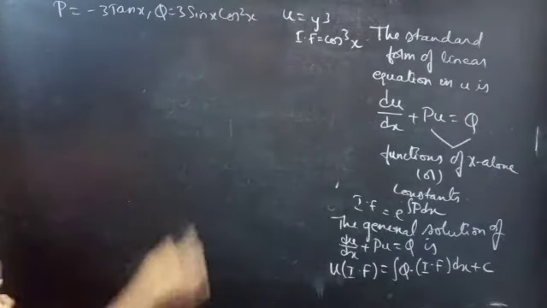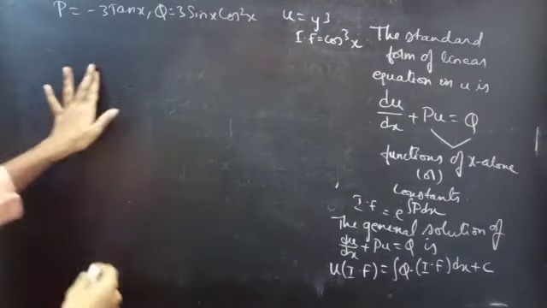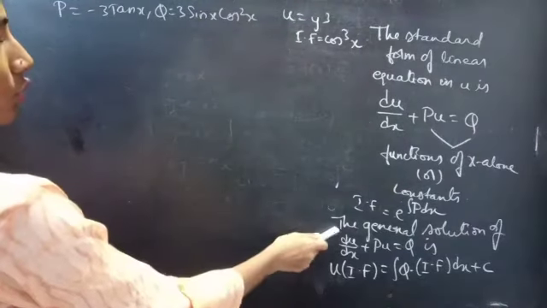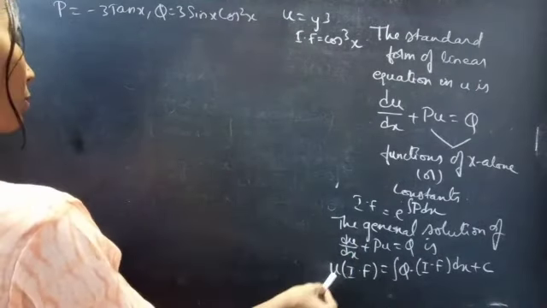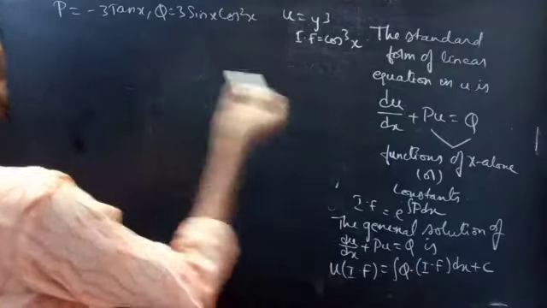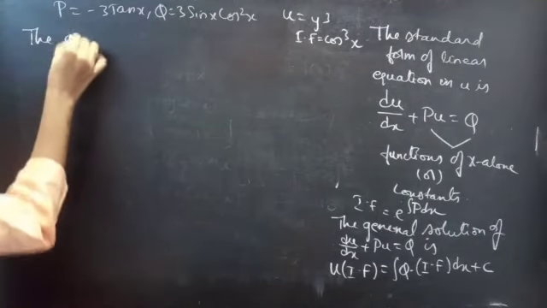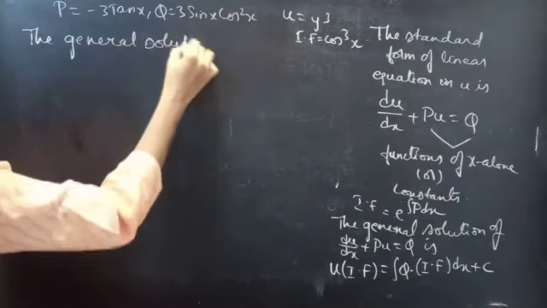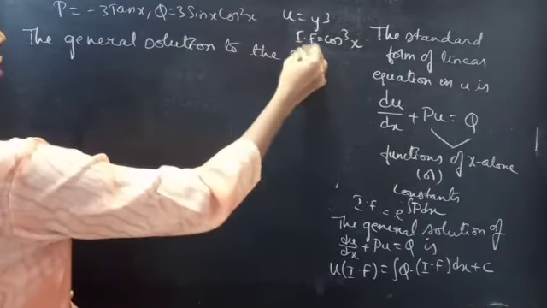The general solution of the reduced equation, that is the linear equation, will be the general solution to the given equation. Now we know that the general solution of a linear equation is given by u into integrating factor equals integral q into integrating factor into dx plus c. Using this formula, we'll find the general solution to the given equation.